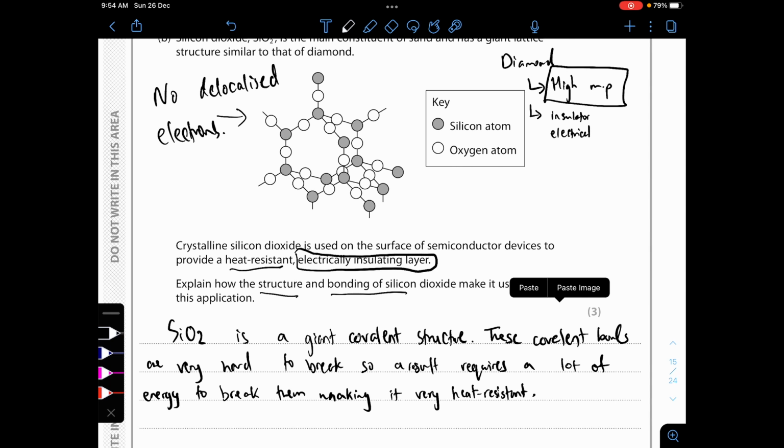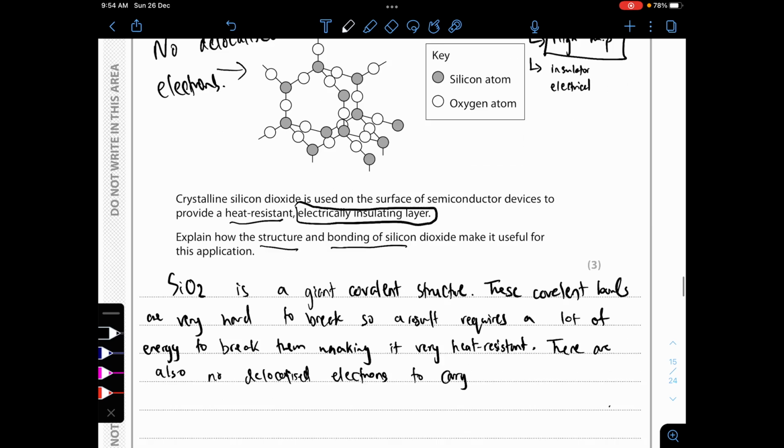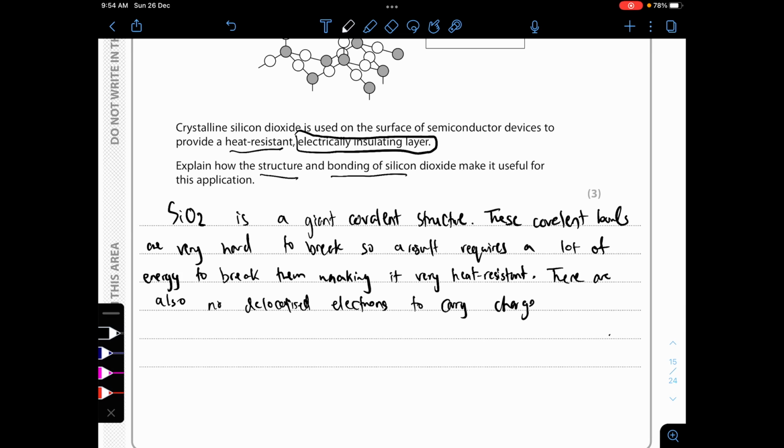We can say that there are also no delocalized electrons to carry charge. Carry charge where? Carry charge across SiO2, like the molecule carry charge. So this makes SiO2 an electrical insulator. So those are the points.